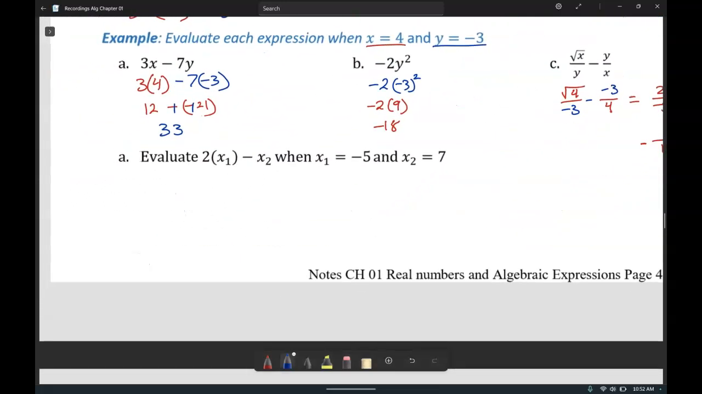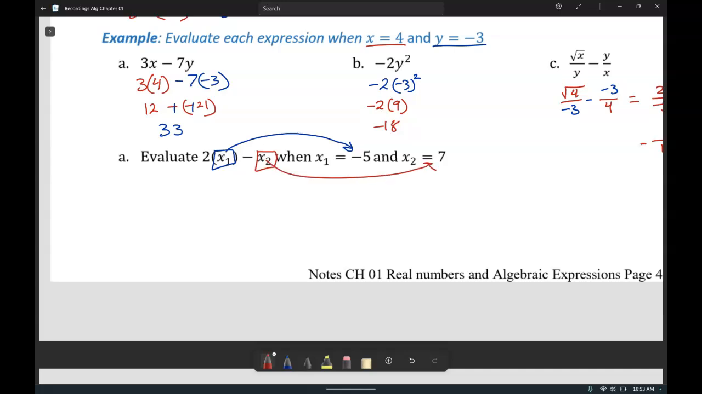And our last one here, we want to evaluate 2 times x sub 1 minus x sub 2. This is called a subscript. And with subscripts, it's important to note that it's just differentiating between two variables that happen to be the same, but they're going to be represented by something different. There's no operation that's done with x sub 1 and x sub 2. So x sub 1 equals negative 5, while x sub 2 equals 7.